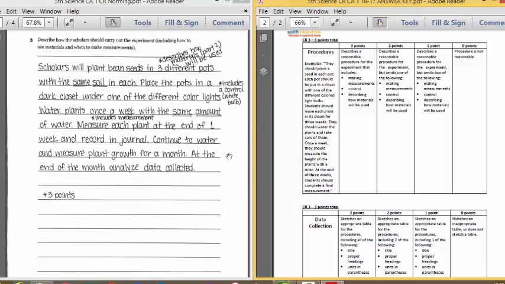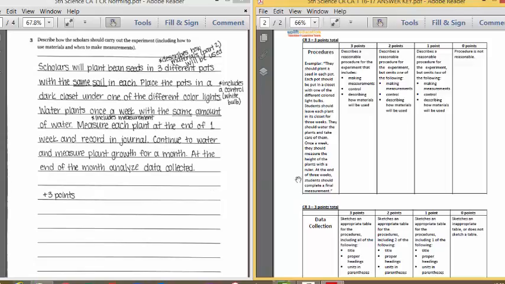This problem is worth 3 points, and the 3 main sections is that they are making measurements somehow. So you can see right here, measure each plant at the end of 1 week. They need to include some kind of control. So right here, of the different color lights, that includes one of the white light bulb. And also that they are describing how the materials will be used. So all the materials that they listed in part 2, do they include that throughout?